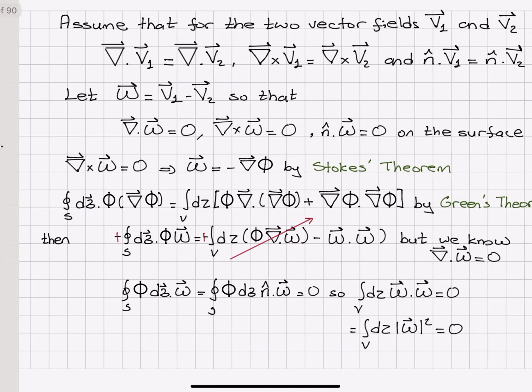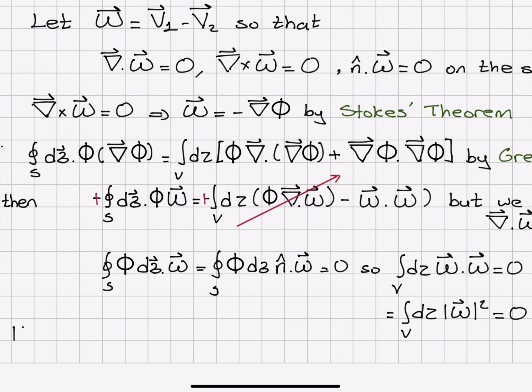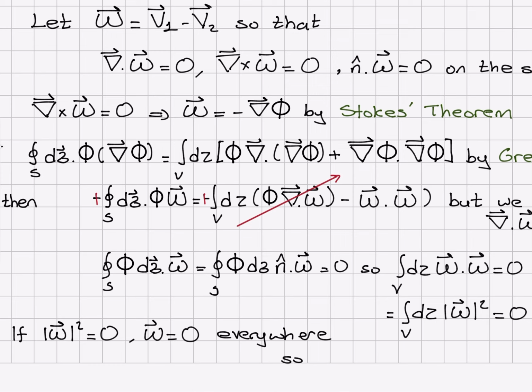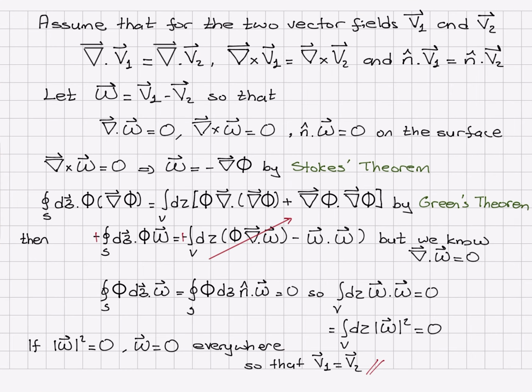So we find that if the magnitude of a vector squared is 0, this means the vector itself is 0 everywhere. And that implies the two vector fields we started out with, V1 and V2, are equal to each other. And that completes the proof of Helmholtz's theorem.